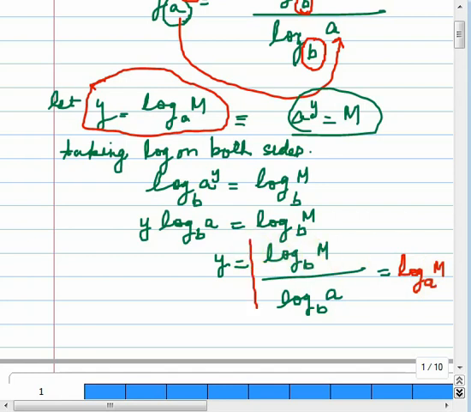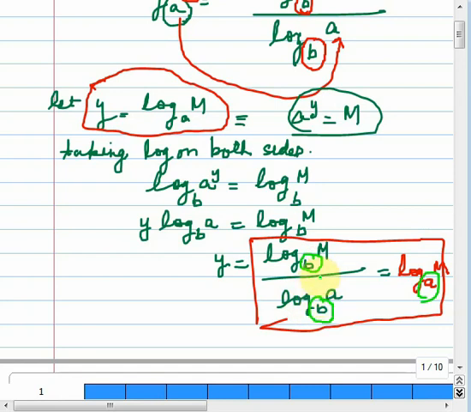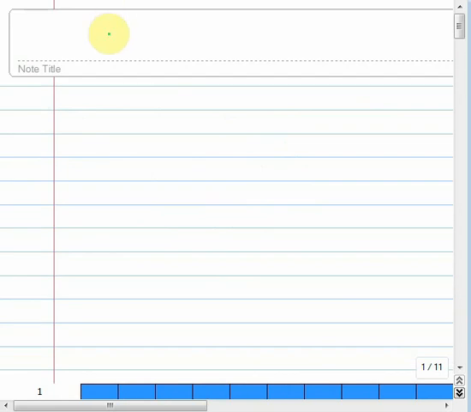So we have proved our desired result. That is, from the base a, we have moved to base b in both the logarithms. This is how we can change the base of any logarithmic function. So now I have finished with all the properties of logarithmic functions.